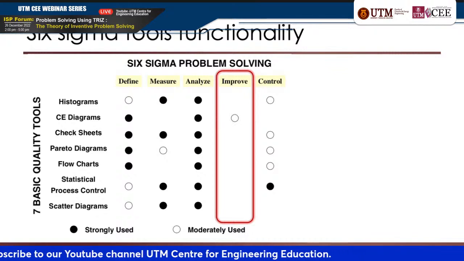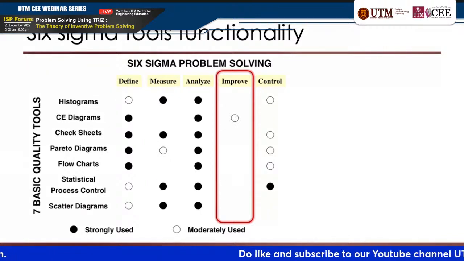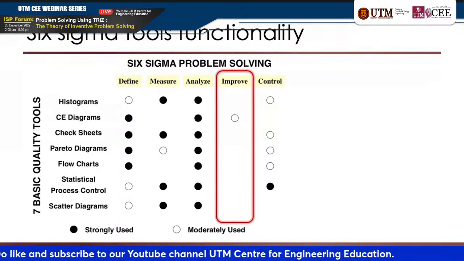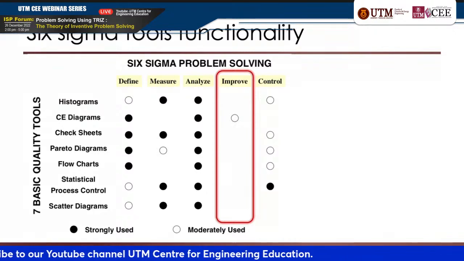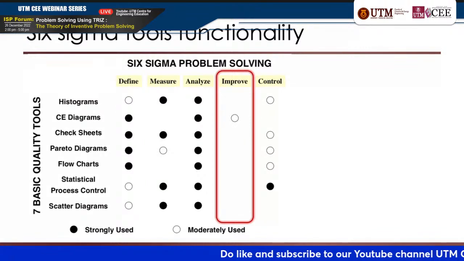And then the lacking part when it comes to Six Sigma is the problem solving activities. So it is important for us to understand the tools, TRIZ, and try to complement the improvement of the problem solving process.